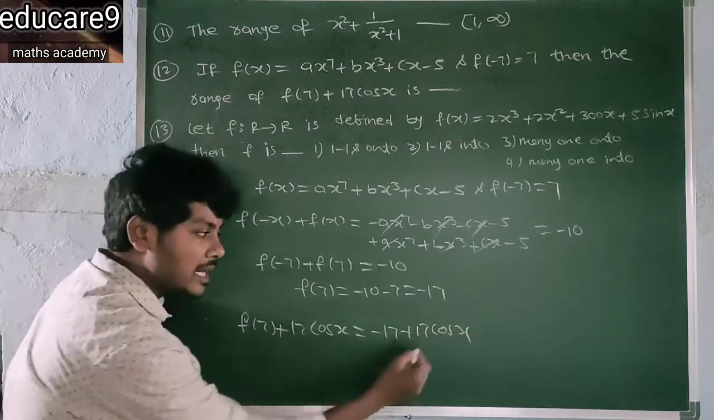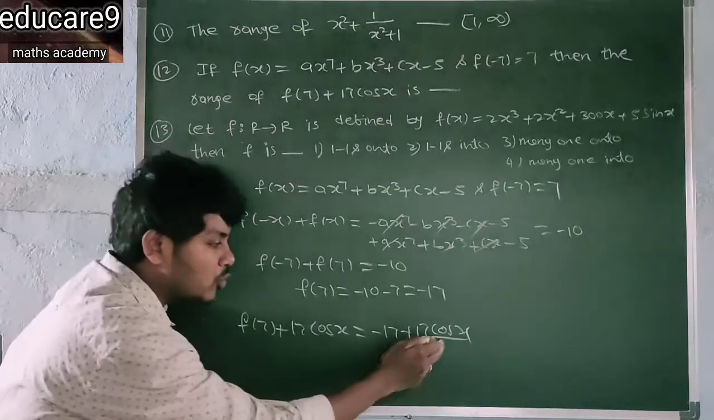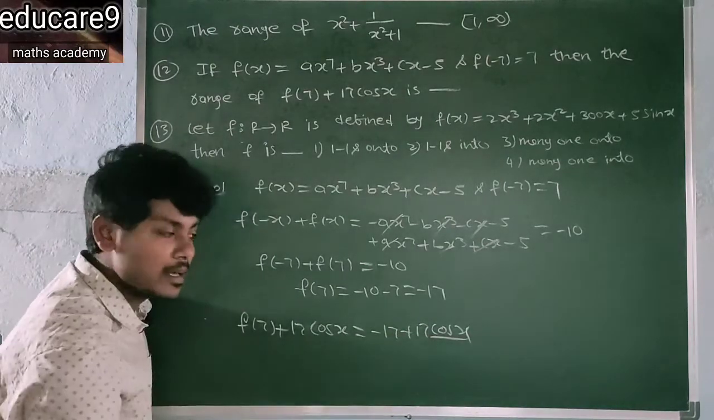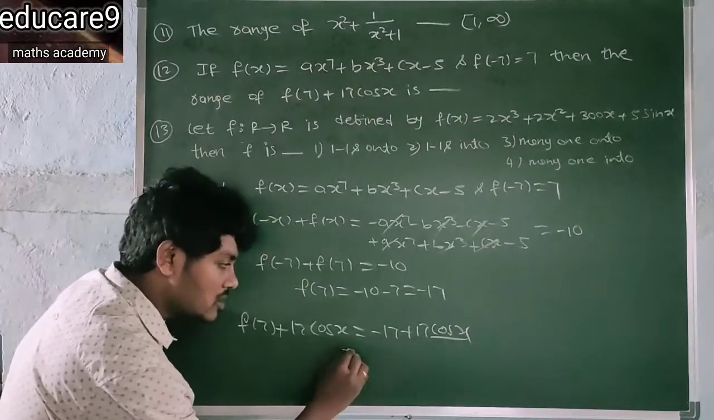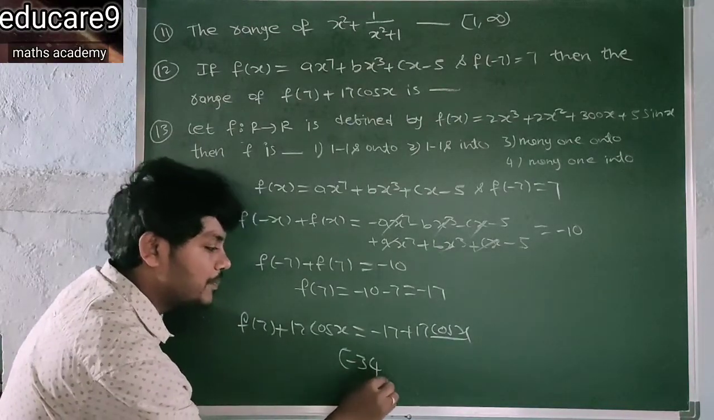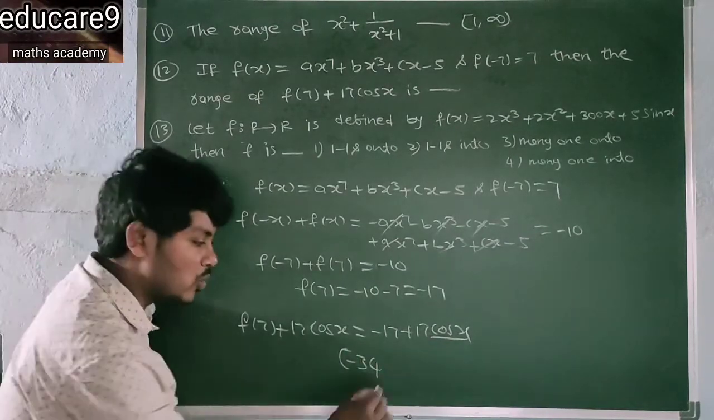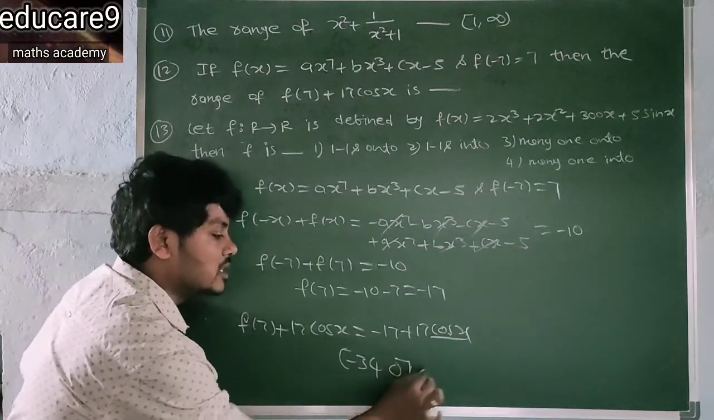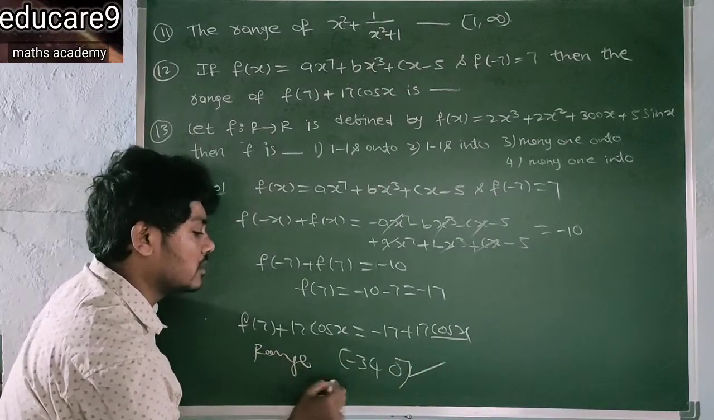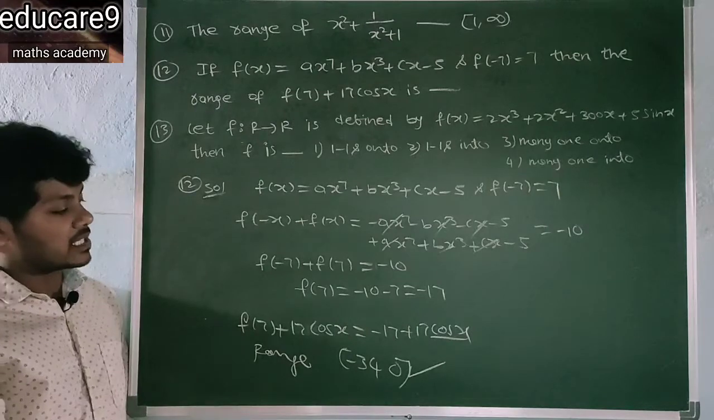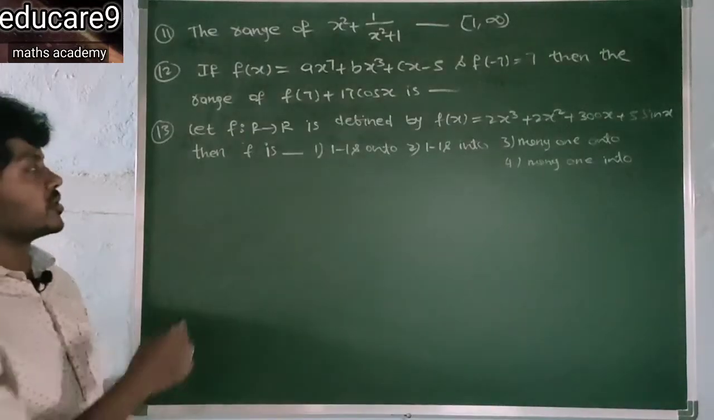So you know that the range of cos x is minus 1 to 1. If you substitute minus 1, what do you get? Minus 17 minus 17, minus 34. So that is the minimum value. If you substitute 1, minus 17 plus 17, 0. So this is the range of the given function, that is minus 34 comma 0. So see the next question.